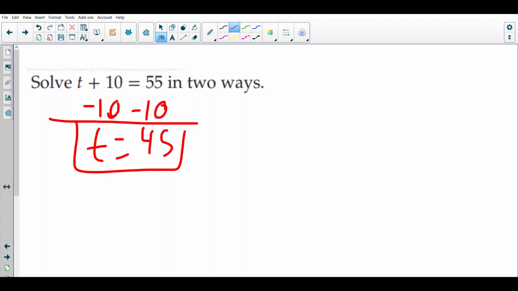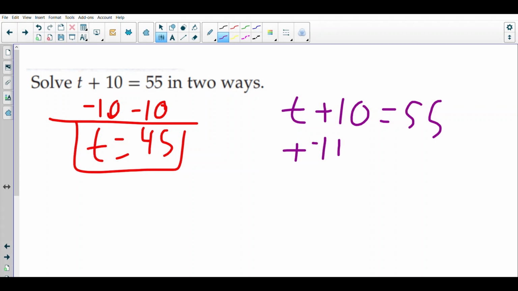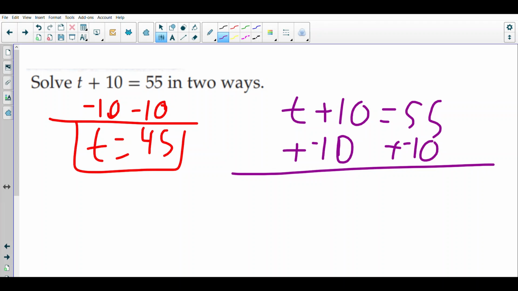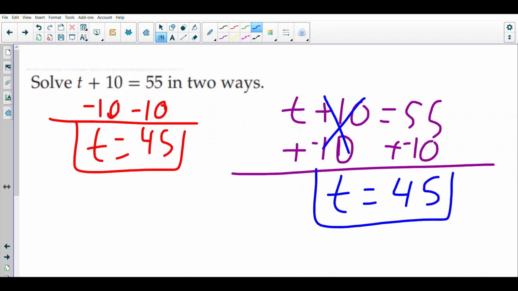The other way they're talking about is that we can actually add the opposite. So add a negative 10 to both sides. It's the same way, but we're adding the opposite, which we've learned in the past. The plus 10 plus a negative 10 cancel out, so I'm left with t. And then 55 plus negative 10 is still 45. So either one is acceptable.